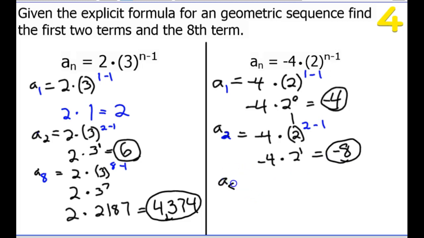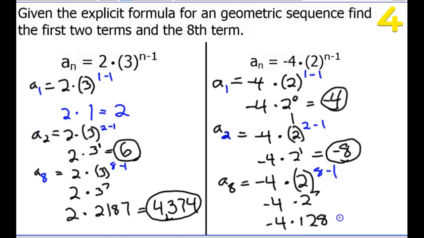And finally we are going to have a sub 8. So we're going to have negative 4 times 2 to the 8 minus 1. So negative 4 times 2 to the 7th. And 2 to the 7th is going to give us 128. So it will be negative 4 times 128, which gives us negative 512. Negative 512 is the 8th term in that one.